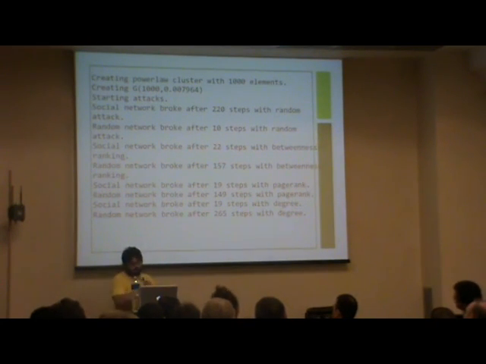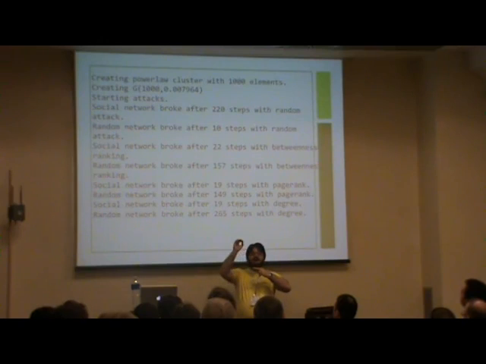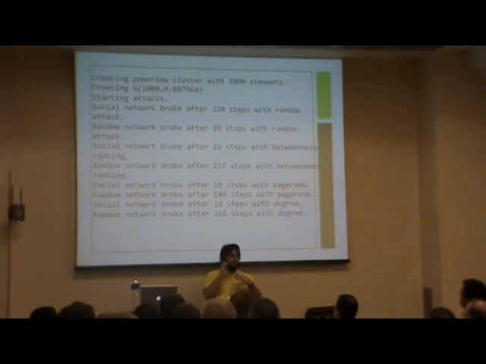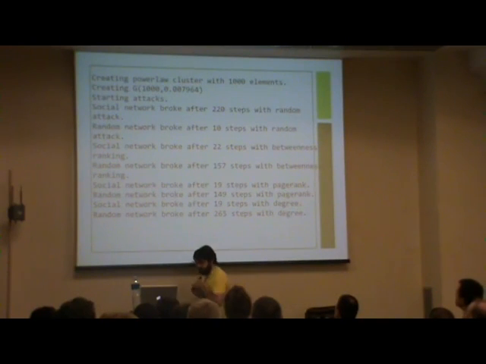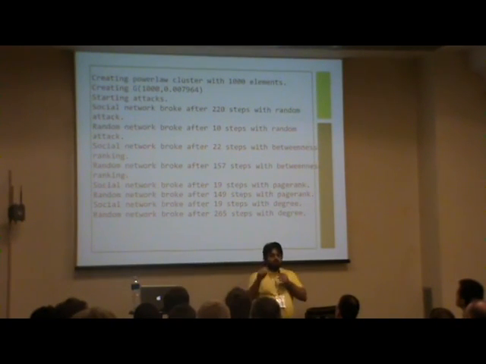Betweenness, of course, is the betweenness centrality. So we are exactly targeting the nodes which lie on most shortest paths. So it should be pretty effective just to break those bridges. Okay? PageRank is Google PageRank. And degree is just we choose nodes according to their degree.